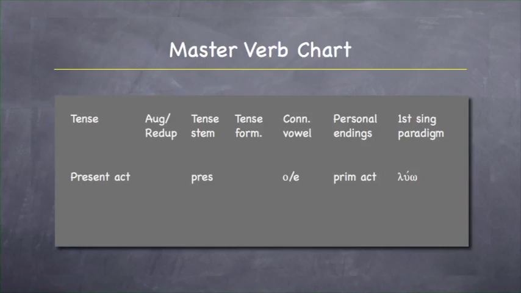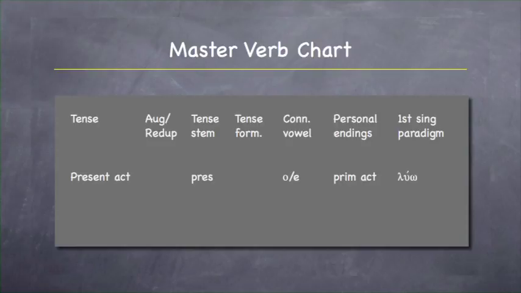Now here it is. Let me walk through the different columns. In the left-hand column, I'm going to start by specifying tense. And then augment and reduplication is something we'll talk about in a couple chapters. And then what tense stem is used. Tense form is something we'll look at later on. Then we have connecting vowel. Then we have the personal endings. And then we have the first person singular paradigmatic form.